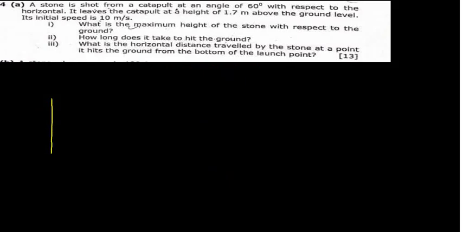Alright, so we throw from the catapult like that, so it is going to go and drop down. So it is coming from a height of 1.7 meters above the ground, and then we've been told it is at an angle of 60 degrees, and it leaves the catapult at a height 1.7 from the ground. Its initial velocity or initial speed is given as 10 meters per second.